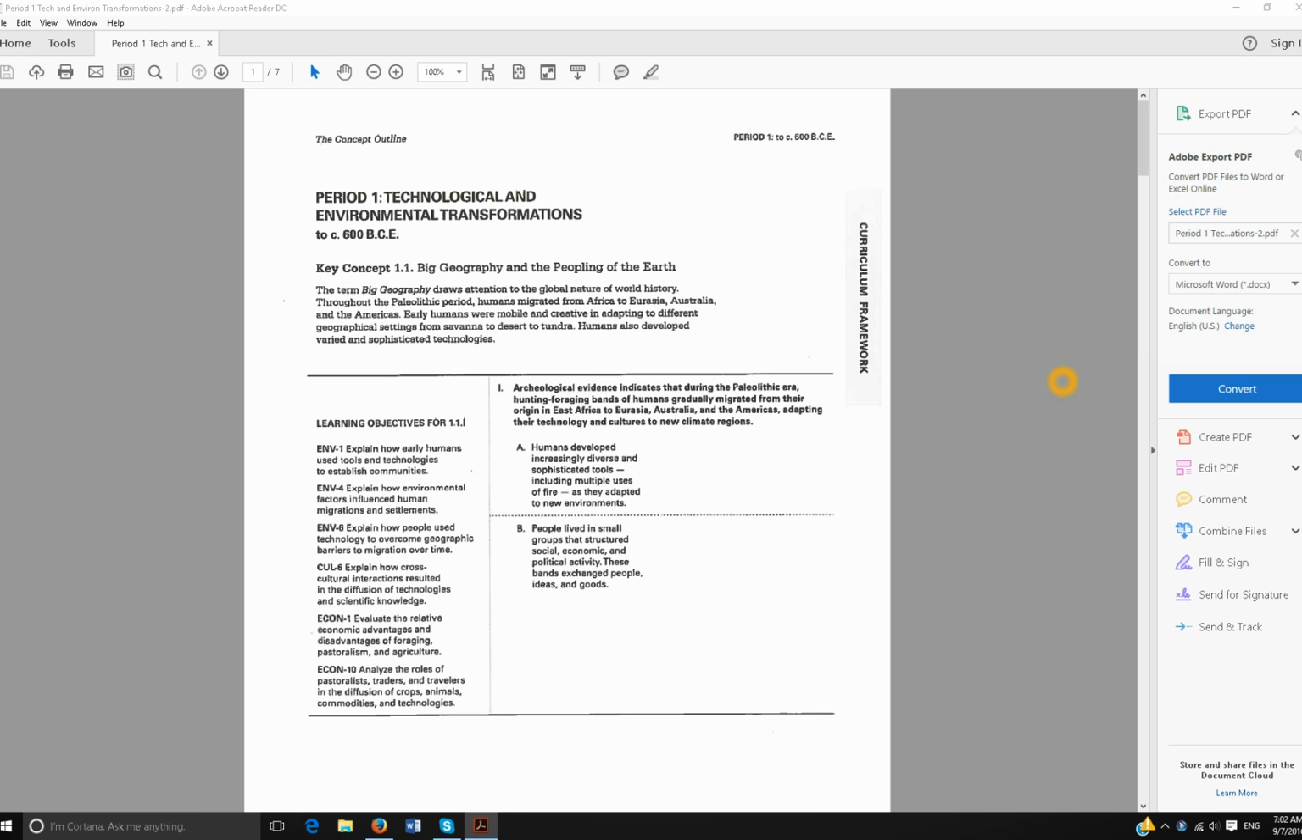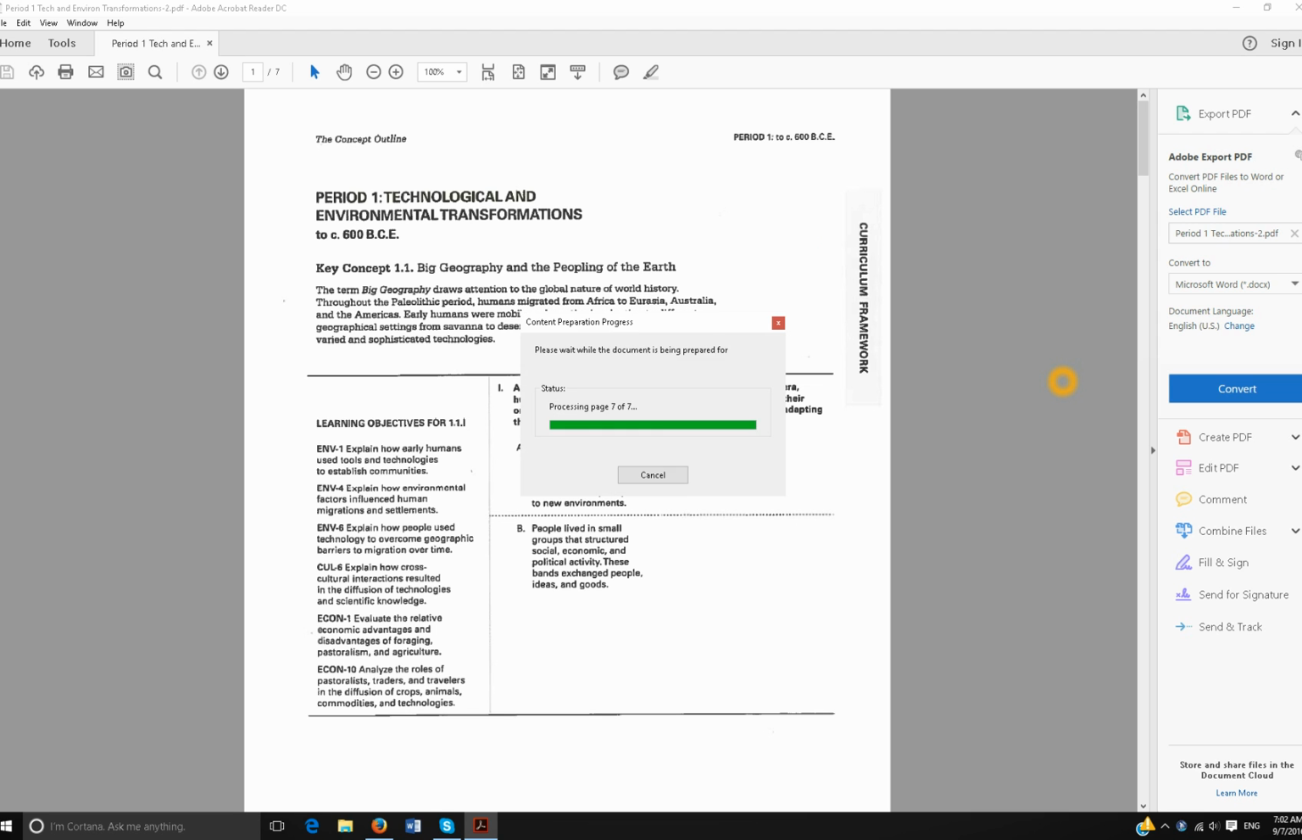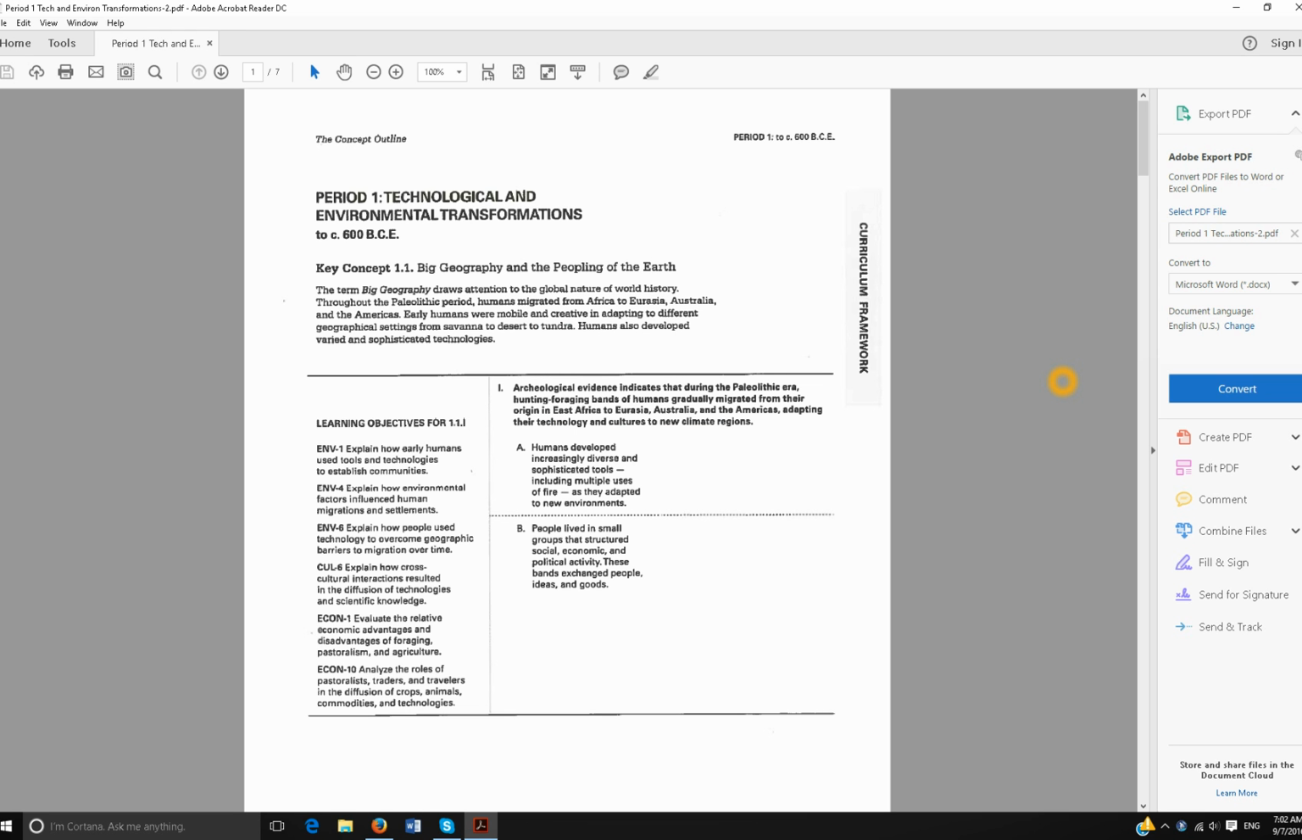Alt-S, period, 1 second, environment transformations, -2.pdf, Adobe Acrobat Reader DC. Processing page 6 of 7. Progress bar read only, 85%. Processing page 7 of 7. Progress bar. And you can hear JAWS telling her, okay, it's processed it. It's done it. You visually saw the bar go through. That's what it is. It's processing the page.